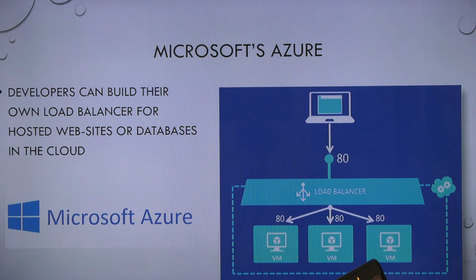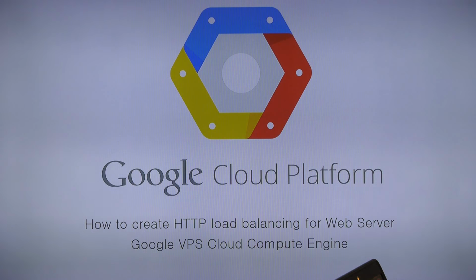Who knows what the last one is? Come on, Amazon, Microsoft, come on. What's the last one? Google. Thank you. All right, who's another big one? Another big cloud provider, and of course, look, how to create HTTP load balancing for web servers. Google has a whole developer system so they can do the same thing, whether you're using Amazon Web Services or any of the vendors. If you look, all of them have the same feature.